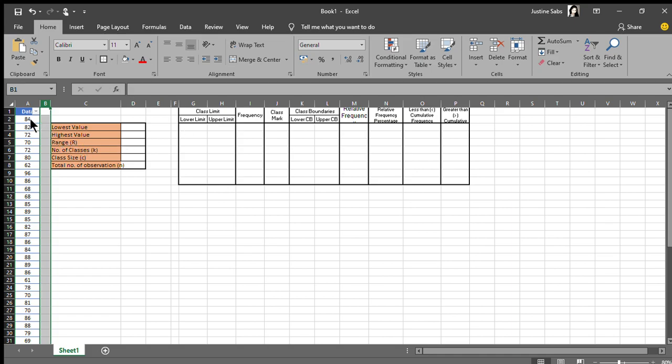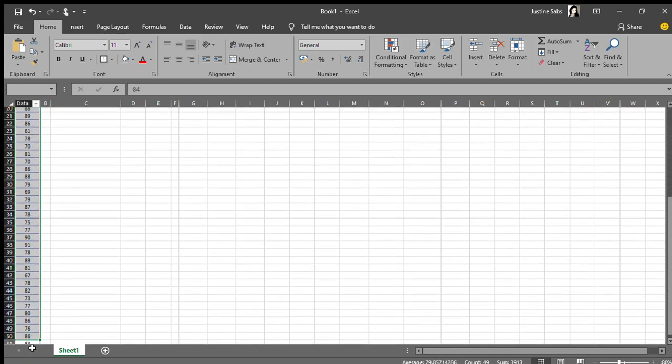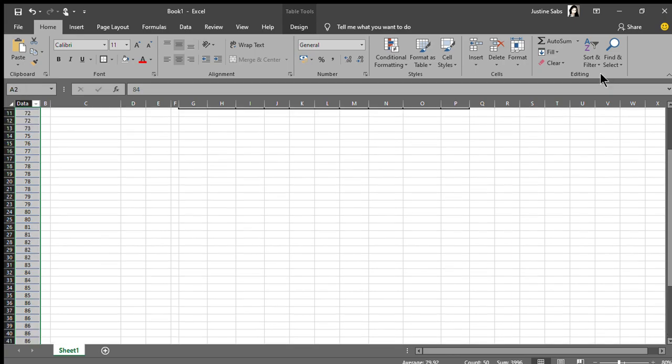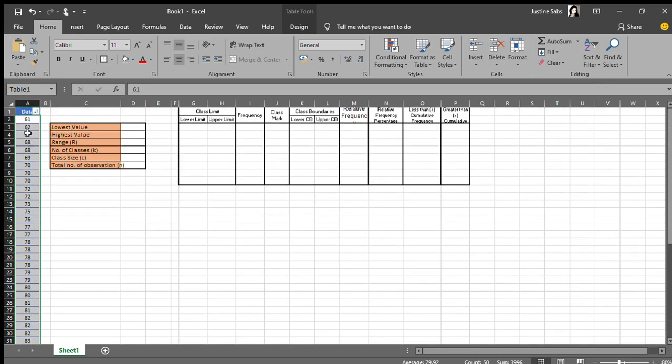If you're asked to do that, all we have to do here in Excel is to first select all the information that we have, then click the sort and filter. From that, we have a sort from smallest to the largest value. That's the rule that we will follow. So that would be our sorted array of data. Then the second step is to find the range.